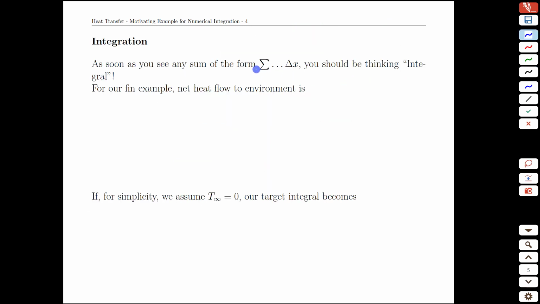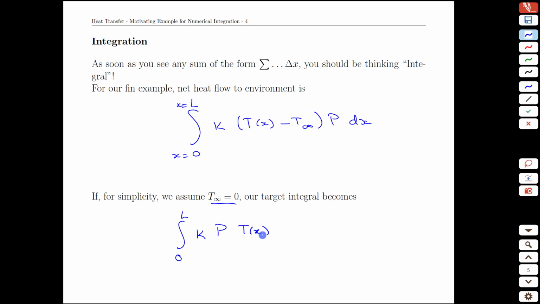Just for a moment here, recapitulating that idea, the sum of the delta x's, repeating what we get here. We had the integral from x equals 0 to x equals L of a constant times T of x minus that constant T infinity times the perimeter times dx. Now, if we want to make this a little bit easier to work with, and we will when we get into the MATLAB, let's make that T infinity 0. It doesn't have a huge effect. We could integrate it separately, so this is not a major concession, but it'll certainly make our integral look a lot nicer. It just becomes K times P times our temperature times dx.